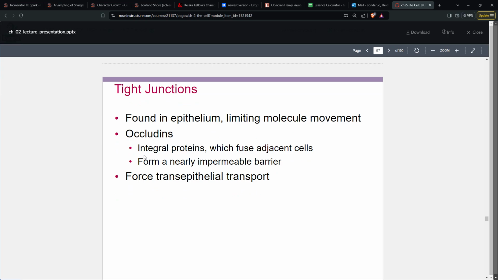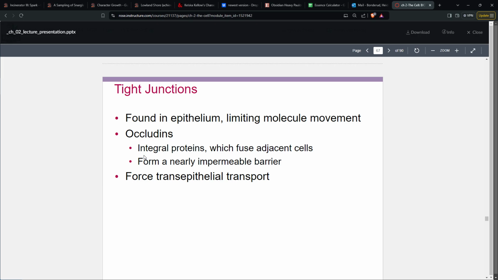What's a tight junction? Tight junctions, for the most part, are typically found only in the epithelial tissues. And basically what tight junctions do is they limit molecular movement. Basically, we fuse two adjacent cells together, forming an impermeable barrier, or nearly impermeable, meaning they're fused together, there are no gaps, basically nothing can get past them. In order for something to get from one side to the other, it has to go through the cell. That's the goal of a tight junction.